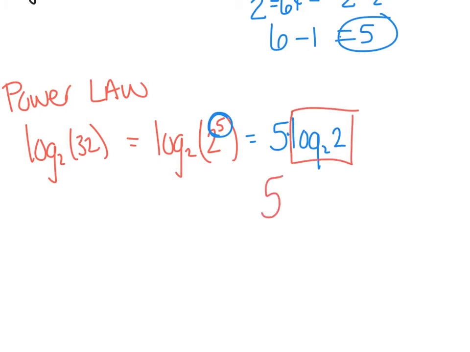So this is 5 times, again, what power of 2 is equivalent to 2? And that, of course, turns into a 1. And 5 times 1 is 5. So you see, I evaluated the same function with 3 different log law properties.